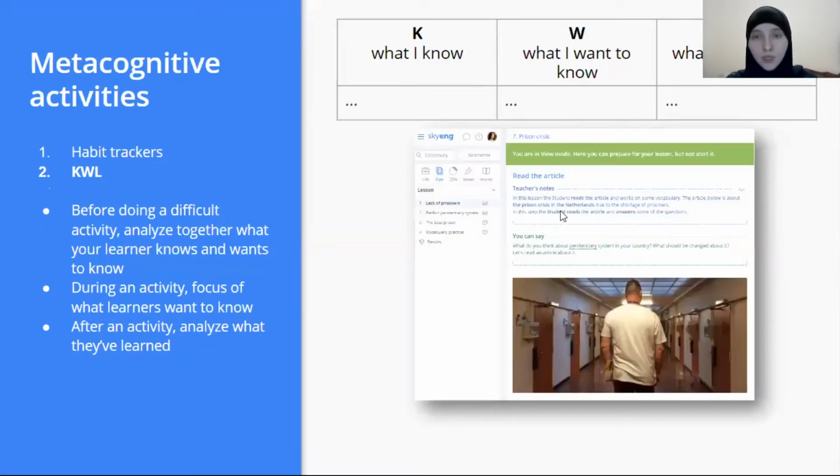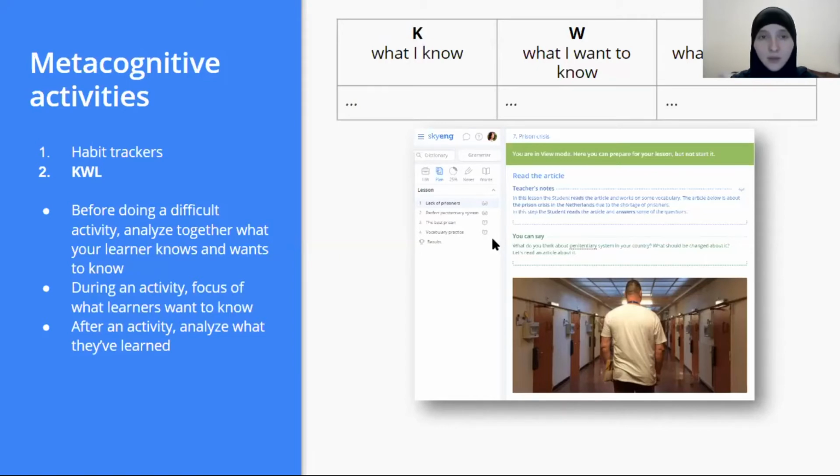For example, we have this long, boring reading exercise, prison crisis. So how to deal with that? You just have to firstly think about the topic. What I know about this. Prisons in Europe, they are quite clean, safe, and so on. What I want to know about it. Well, I would like to know some words in order to read my favorite detective stories. Okay, and then after, we can analyze what I have learned. Now I know some words about punishment, about criminals, or something else. See, so it wasn't for nothing.